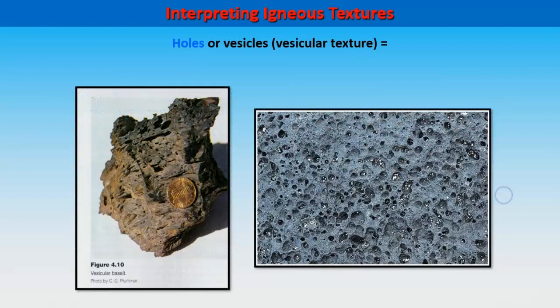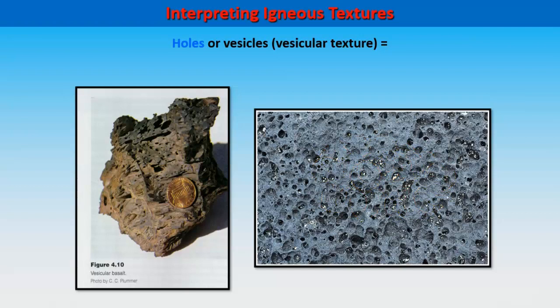Another texture we mentioned before is the holes. It's called vesicular texture. Here I have a dark colored rock with holes in it, not like the pumice we just looked at that was light with holes. So they're different rocks because of that. This is dark in color. It's mafic, but it has holes.